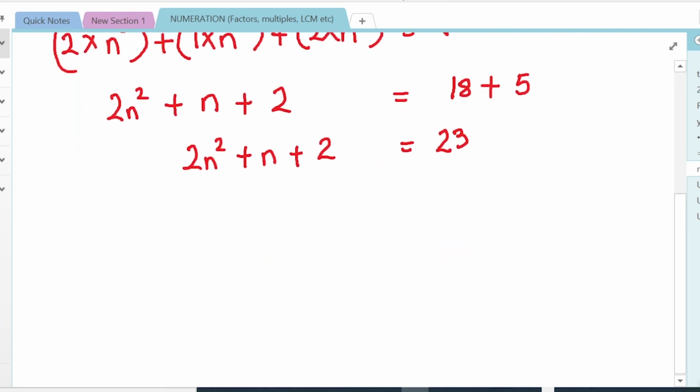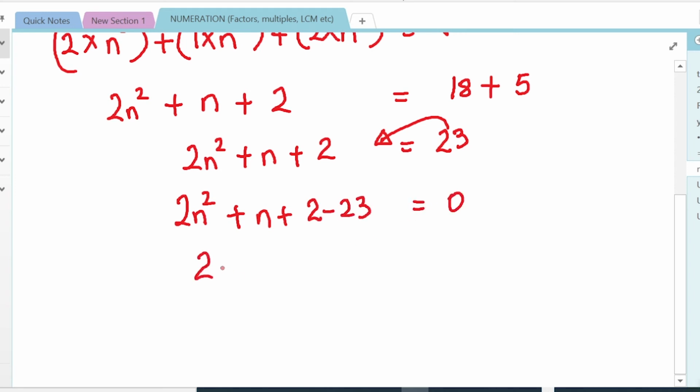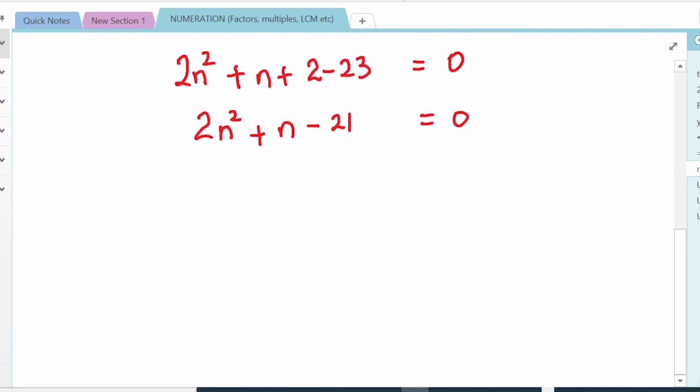So like all quadratic equations, they are always equal to 0. We could transfer that this way. It becomes 2n squared plus n plus 2 minus 23, giving us 0. So this is 2n squared plus n, then that is going to be minus 21 is equal to 0. So here we have a quadratic equation and we are supposed to solve it.